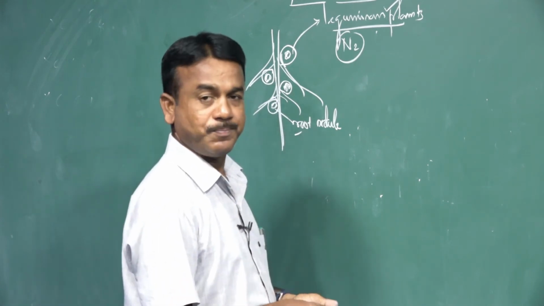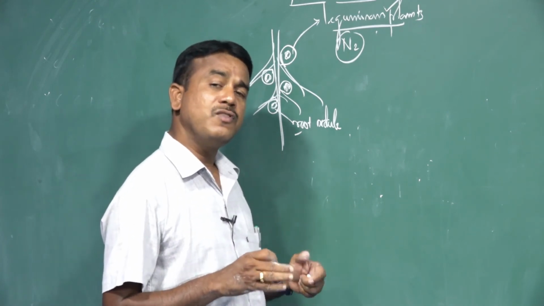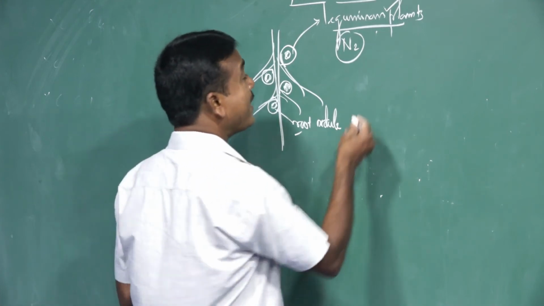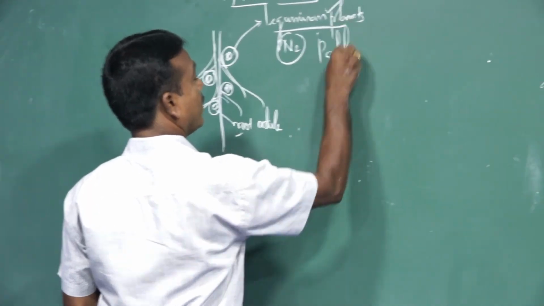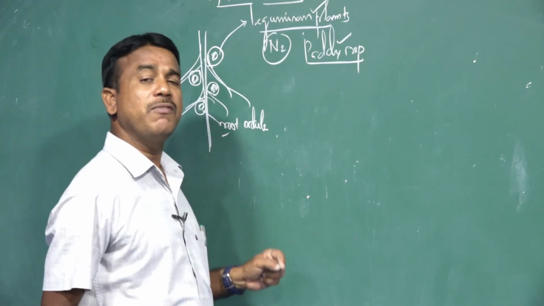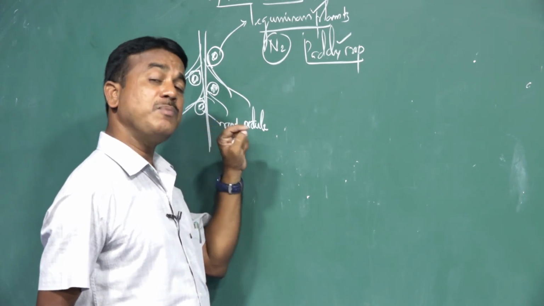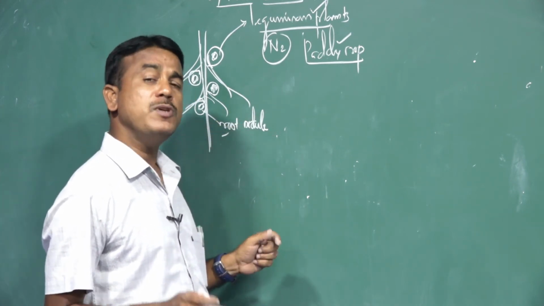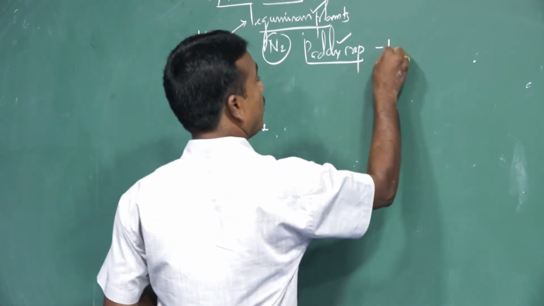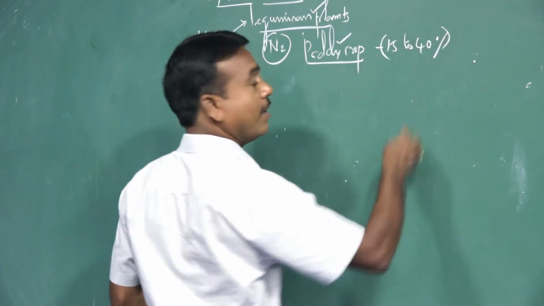Now come to a plant like this. The crop plant that is most suitable for Rhizobium is commonly called the paddy crop. Paddy crops are well suited for Rhizobium. If Rhizobium is present in paddy crops, the yield increases over the normal, by 15 to 40%.